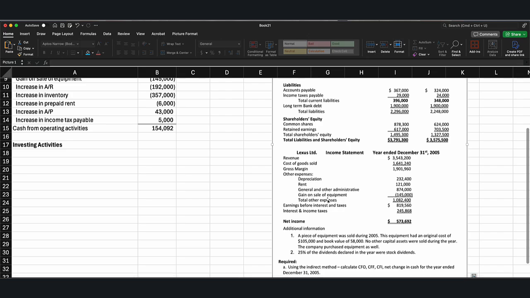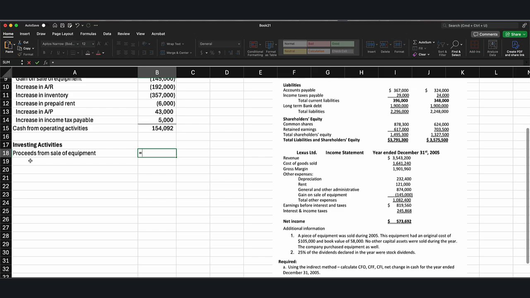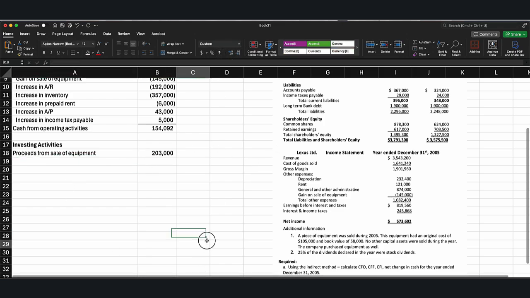And if you look at the income statement, we had a gain of 145. What does that mean? It means we sold it for $145,000 more than its book value. So I know here that I had a sale, so I'm going to write proceeds from sale of equipment. The equipment was worth 58, and I sold it for a $145,000 gain. So that's how we know that we sold it for $203,000. And it says no other capital assets were sold during the year.